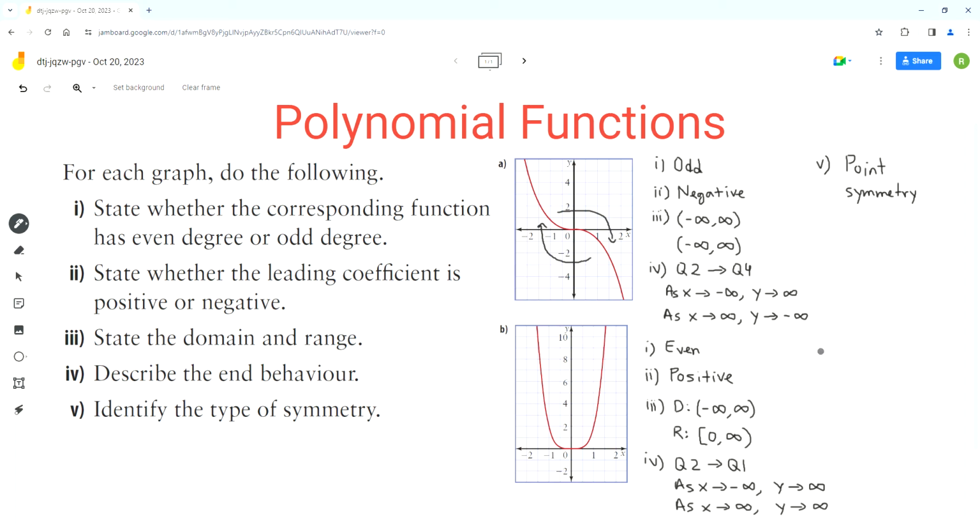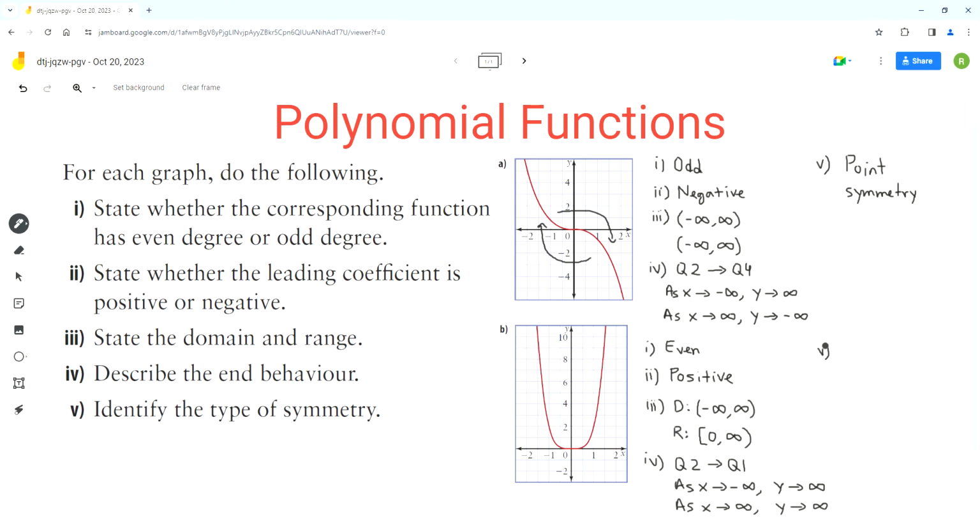Now we can answer the last part of this problem. Identify the type of symmetry. This graph does not have point symmetry because if I rotate this graph 180 degrees about the origin, it'll end up like a downward opening parabola kind of shape. So we won't get the same graph.